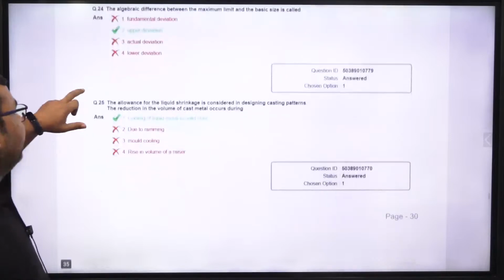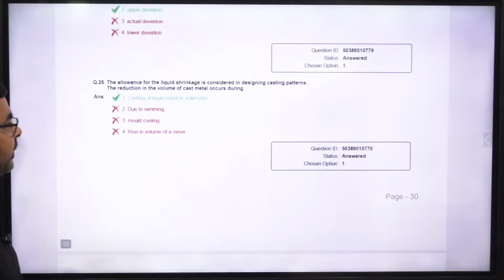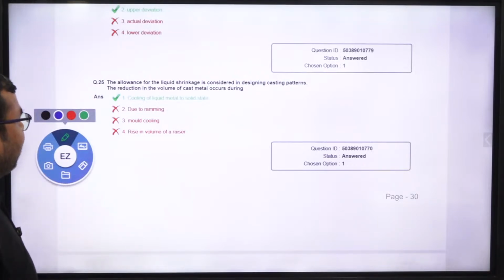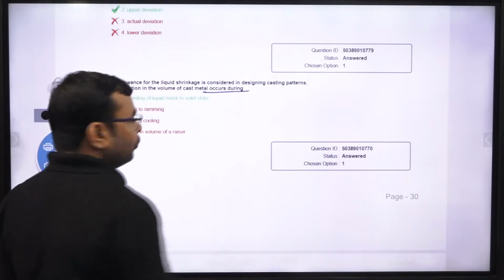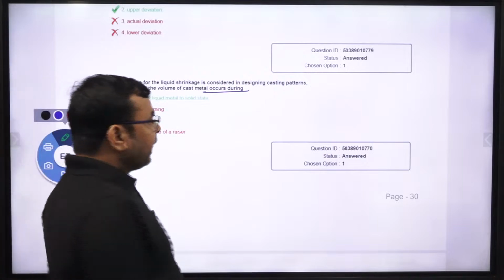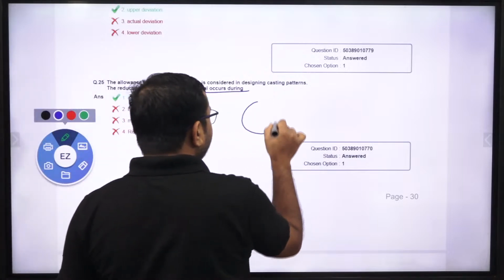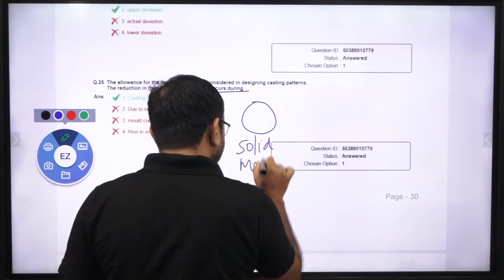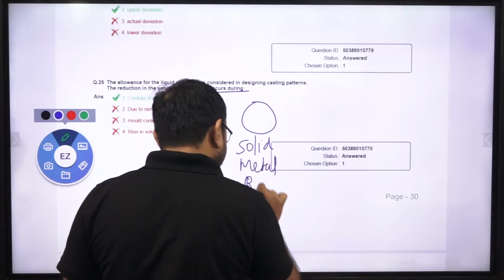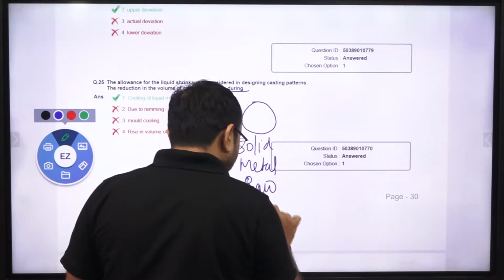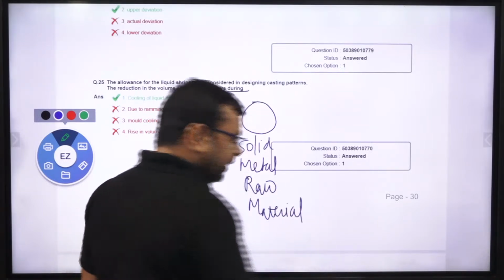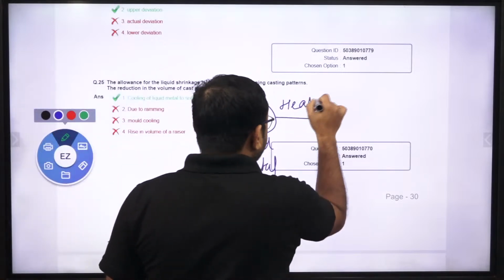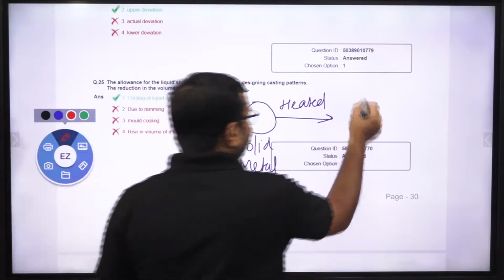The allowance for liquid shrinkage is considered in the design of a casting pattern. The reduction in the volume of cast metal occurs during... So, as you know, in the metal casting process the raw material is always present in the form of solid. Yes or no? This is solid metal, and this is the raw material which is used for casting. So first this raw material is heated and converted into liquid metal.